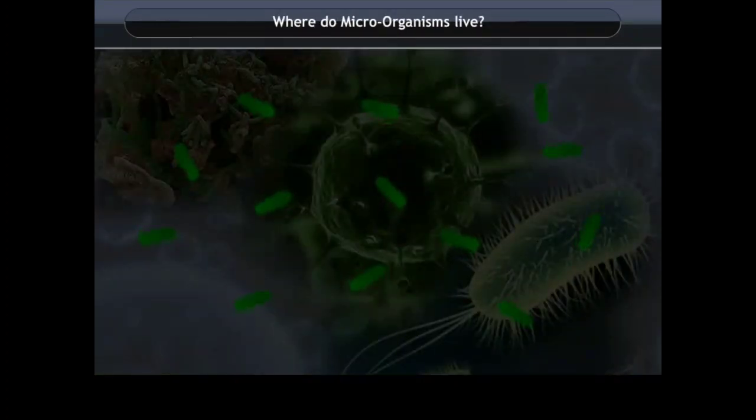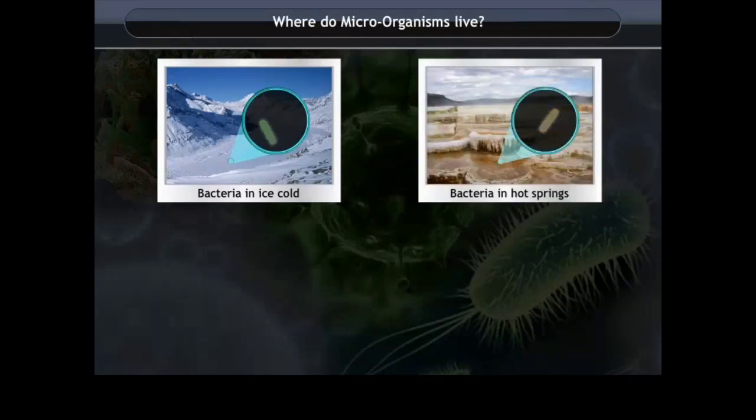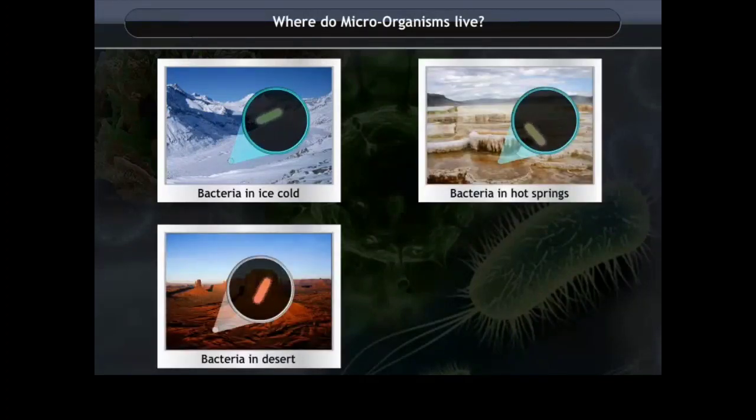Where do microorganisms live? Microorganisms are found everywhere in air, water and soil. They can survive under all types of environmental conditions, ranging from ice-cold climate to hot springs and from deserts to marshy lands.